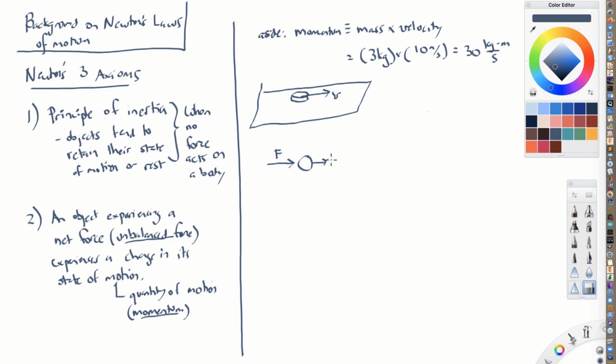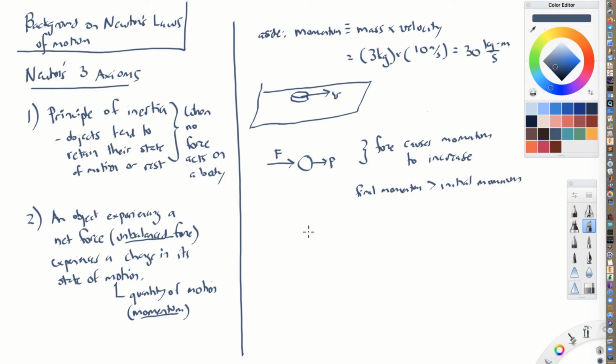I know momentum is related to velocity, but just to be clear here, its momentum is in this direction. Because it has a mass of 3 kilograms and a speed of 10 meters per second, its momentum is in this direction. What's going to happen is it's going to speed up. And so the force causes the momentum to increase, right? So there's going to be a change in momentum. That is, it's the final momentum after the force is applied. The final momentum is going to be bigger than the initial momentum.